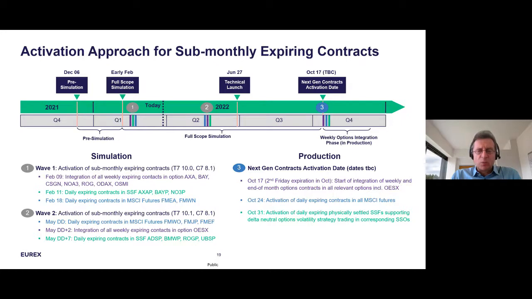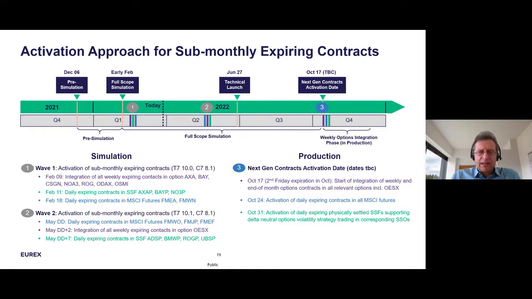The next Friday or the next weekend, we would like to start the activation of the daily expiring contracts in MSCI futures, and 1 week later, at the end of October, we would like to activate the physically settled daily expiring single stock futures, which can then be used as underlying legs in the corresponding option volatility strategies.